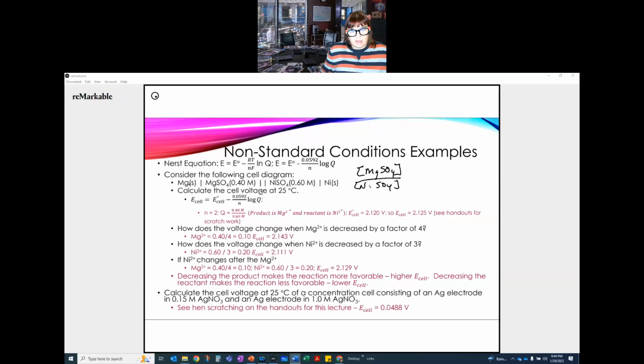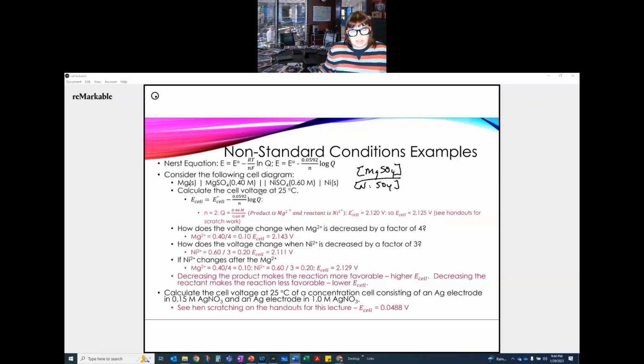Now, what does that mean? Well, we go up because we don't necessarily have a product, so we are pushing to get to that product. That's why we go up. Now, how does the voltage change when Mg2+ is decreased by a factor of 4? So my Mg2+ goes from 0.4 to 0.1. My E cell, if I do all of that math again, is 2.143 volts.